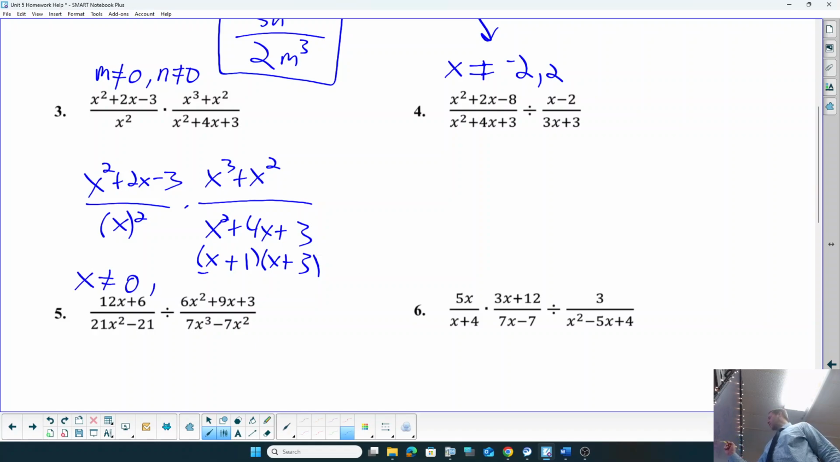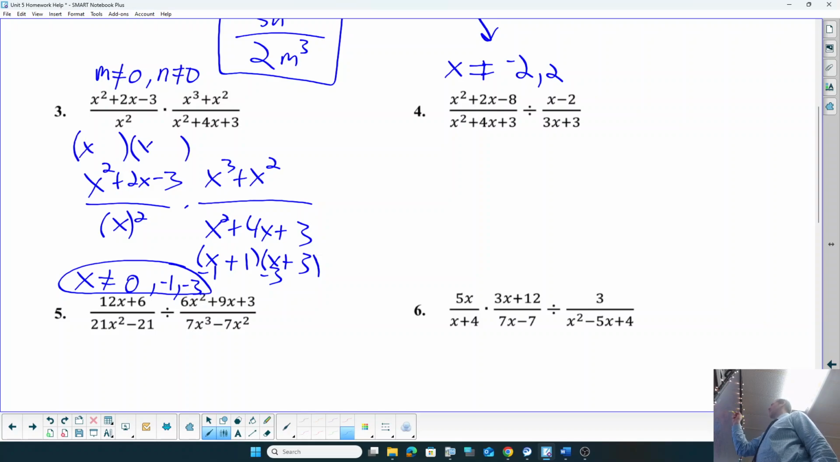And what's the next one? -1 would be bad. And -3 would be bad for our restrictions. Cool. So we found our restrictions. Now we just need to factor the top and cancel stuff out. So x and x, 1 and 3, sign of the middle term goes to the bigger number.